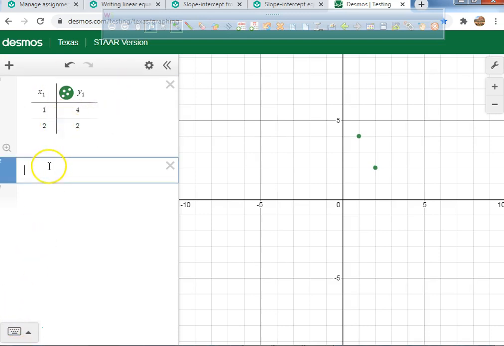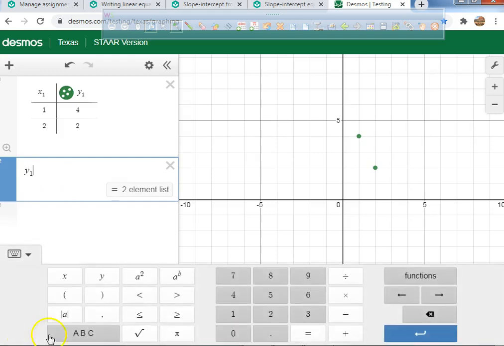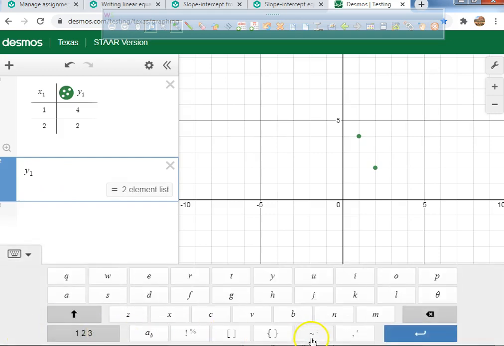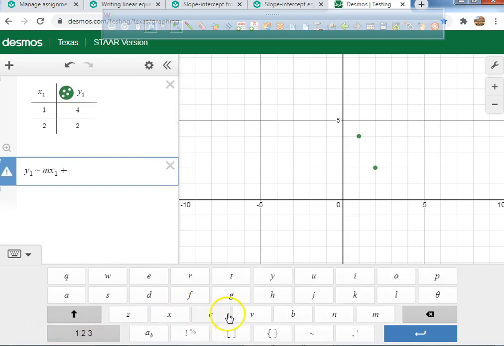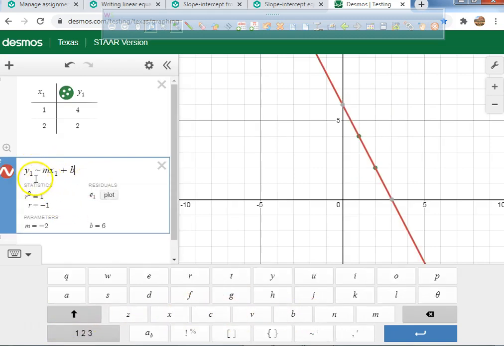After you guys have these points, we have to remember the phrase that pays, which is y1, then there's a tilde. Now, if you don't know where the tilde is on the keyboard, you could still go down to this keyboard right here, go to A, B, C, and there it is. And then I'm going to type in M, X, 1, plus B. So you need to remember this phrase right here: y1 tilde mx1 plus b.